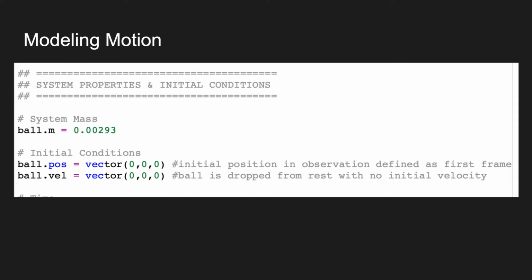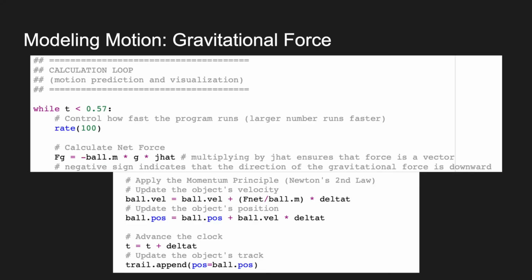Some important parts of the code to mention include the initialization of mass, which I approximated as 2.93 grams or 0.00293 kilograms. The initial position is the zero vector, since I defined the initial position of the ball as 0 in Tracker. The velocity also begins at 0, since the ball is dropped from rest. First, we are going to look at the motion of the ball with weight as the only force. Later, we will incorporate drag, but for now we can ignore the drag force since it is multiplied by 0. We use the momentum principle and iterate through the position and velocity update formulas with small time intervals to track the ball's position over time.